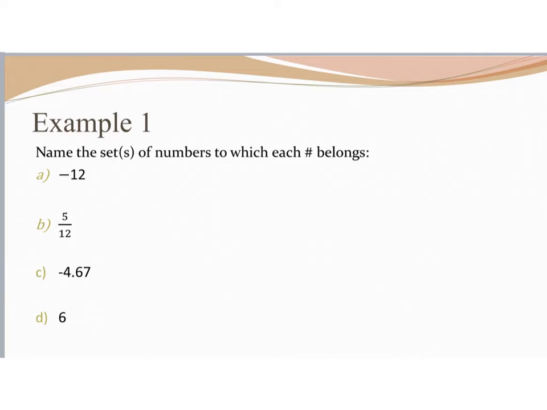For example 1, it says to name the set or sets of numbers to which each number belongs. So for part A, we have negative 12. Well, negative 12 I know is an integer because it's a negative whole number, okay? And then it's also considered a rational number because all integers are rational numbers. So I'm going to write rational number like this.